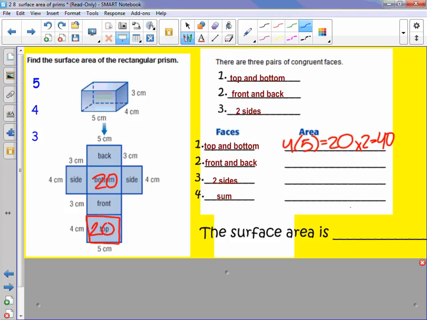Then I'm going to go through, you have your front and your back. So let's just look at the back right here. 5 times 3. So that means that the area of your front and your back added together is going to give you a total of 30 centimeters squared. Then you have your 2 sides. 12. 12.